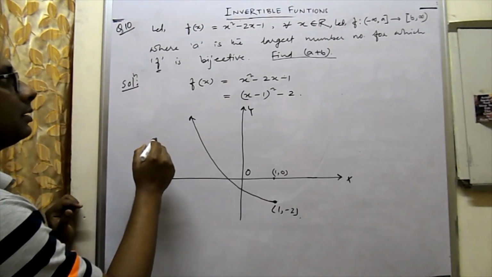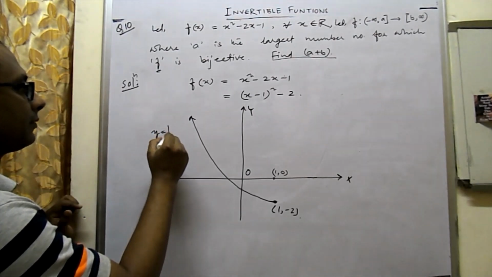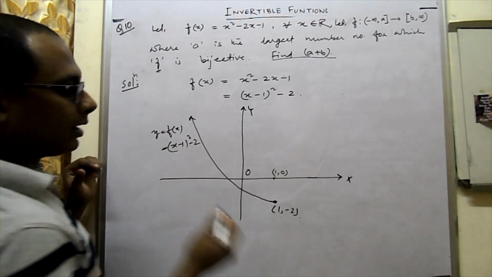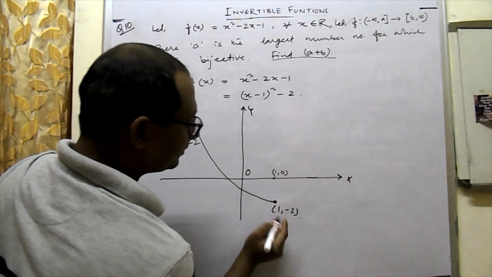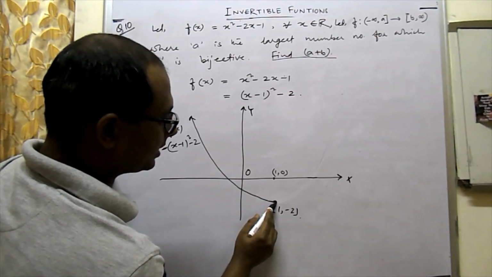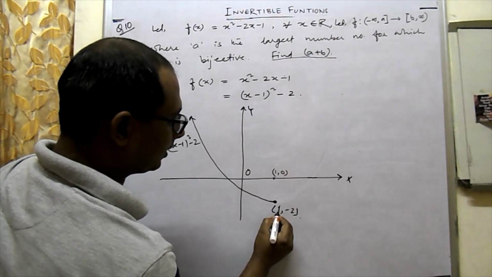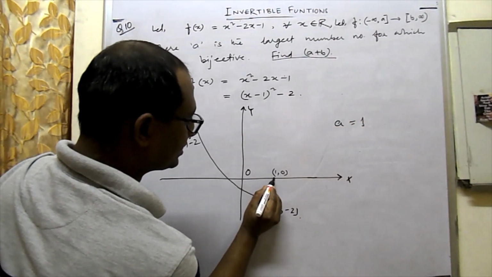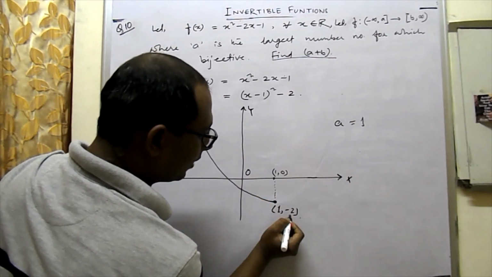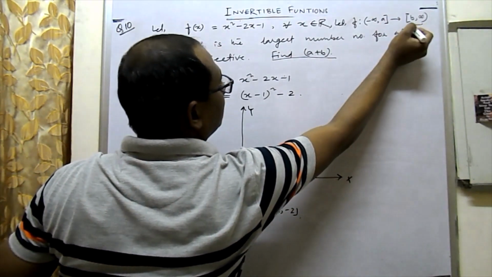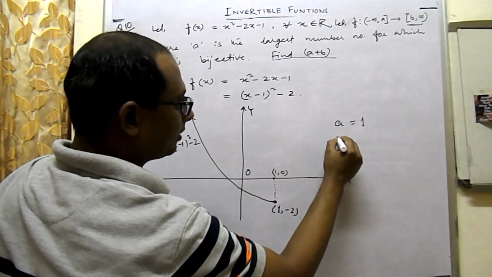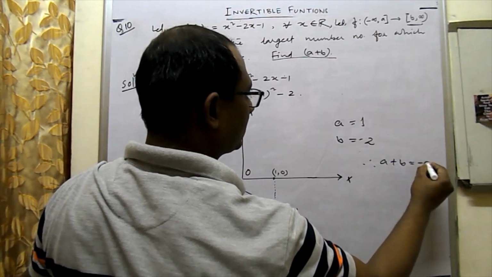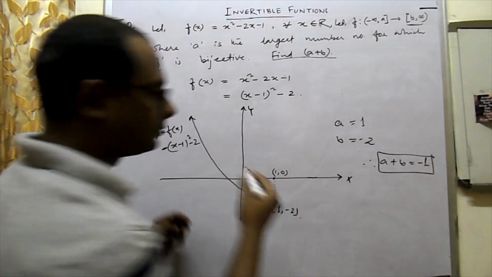Again, this one is nothing but y equal to fx equal to x minus 1 whole square minus 2. Okay then, what is the value of a? Minus infinity to, the value of x is running till 1. So the value of a is 1. It is the value of x, and the corresponding value of y will be here. It is starting with b, the value of b has to be equal to minus 2. Therefore a plus b has to be equal to minus 1.